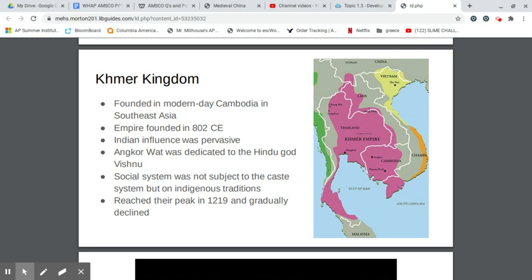Remember that Hinduism is a polytheistic religion, meaning that it has many gods. In fact, it has thousands. Social system was not subject to the caste system in this area. That is a break from traditional Hinduism.